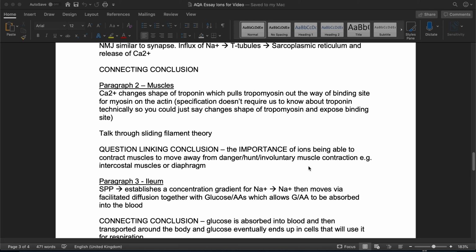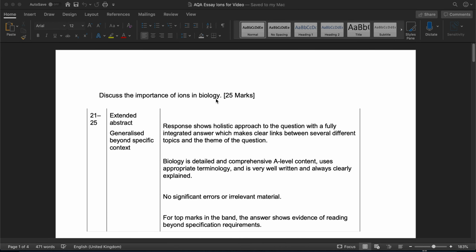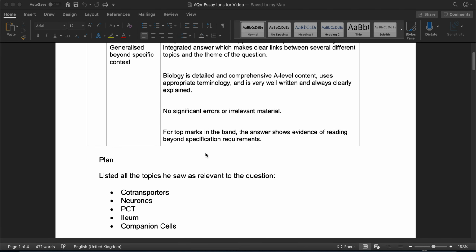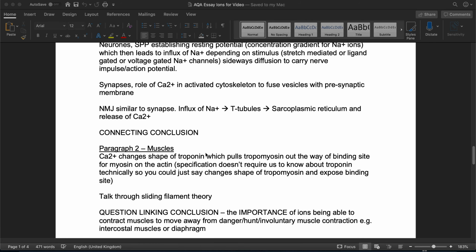But what you really need to identify and acknowledge is the fact that muscle contraction wouldn't happen without ions. And that's linking and addressing the question, the idea of the importance of ions.